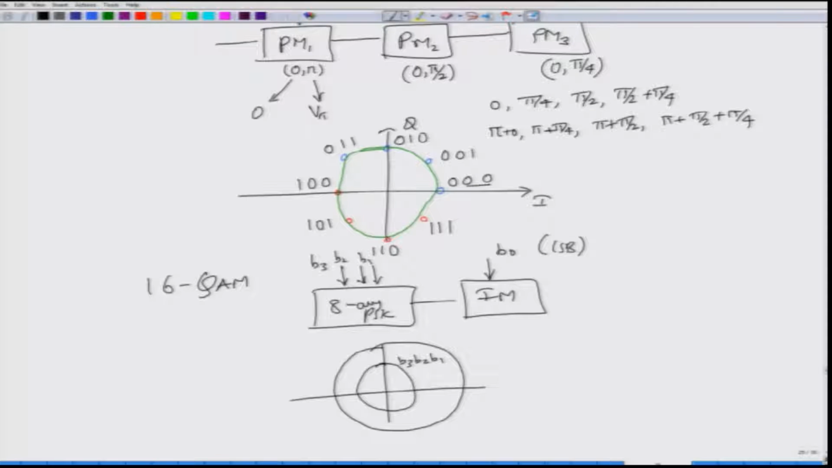So, any point here is all this with B0 equal to 0, and the points over here will be B3, B2, B1 with B0 equal to 1. So, this is with B0 equal to 0. So, the inner circle with B0 equal to 0, outer circle with B0 equal to 1, and you will be able to generate the 16 star QAM. Additional types of generation including IQ modulators is all not important for our module here. So, we are not going to discuss that.